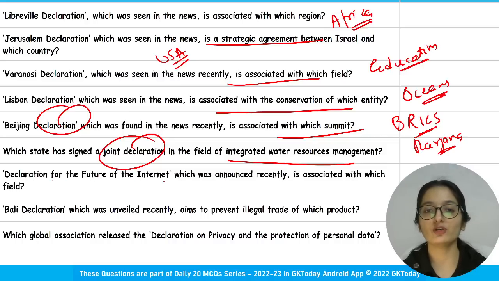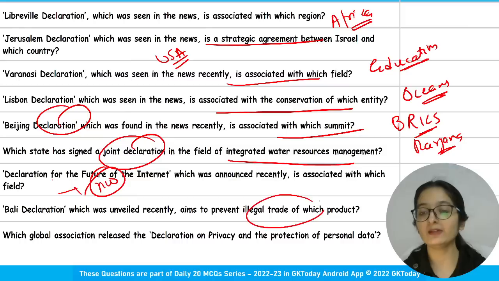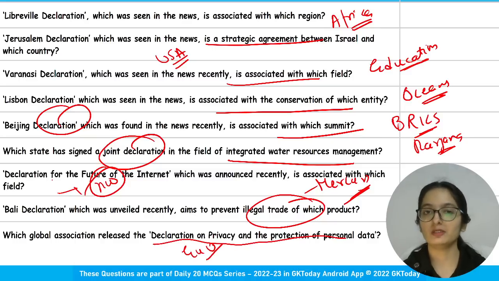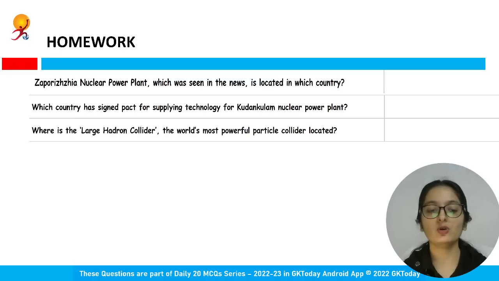Declaration for the Future of Internet, which was announced recently. It is associated with which field? Right? So do search it out. Bali Declaration, which was unveiled recently, aims to prevent illegal trade of which product? Mercury. And the last question, which global association released the Declaration on Privacy and Protection of Personal Data? European Union. Right?